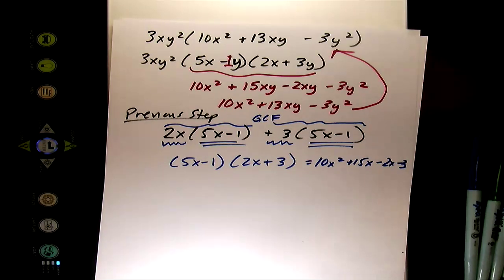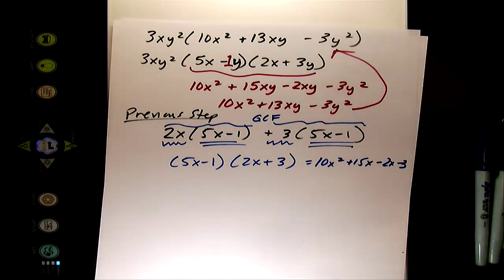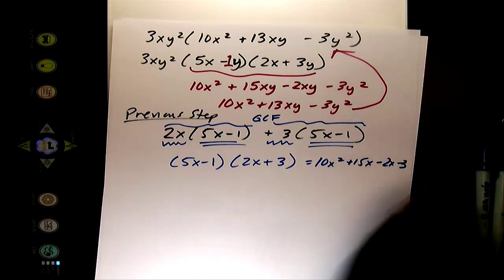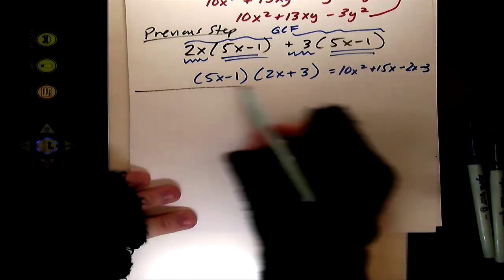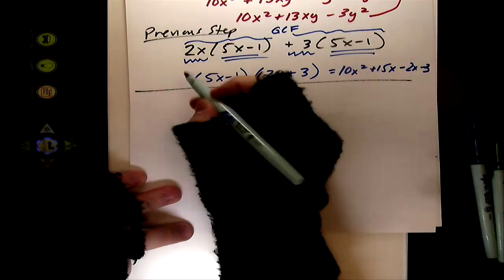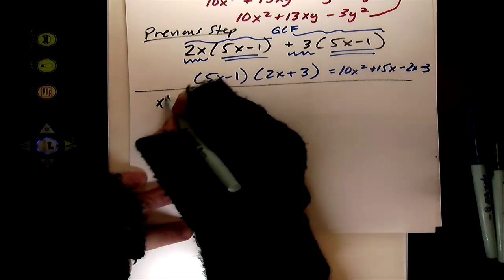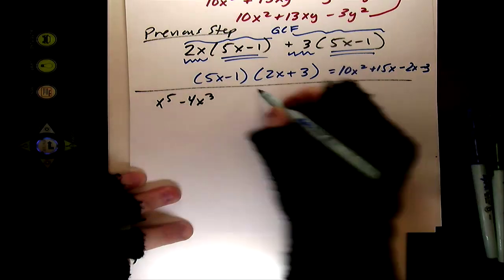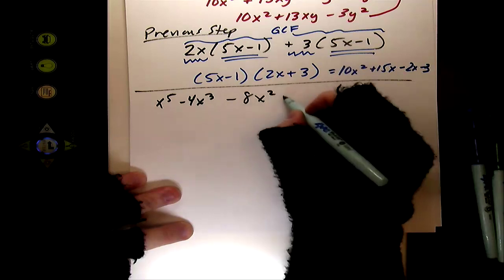Maybe I'll pause this video. All right, let's try something else that incorporates some of these other ideas. Let's do x to the 5th minus 4x cubed minus 8x squared plus 32.